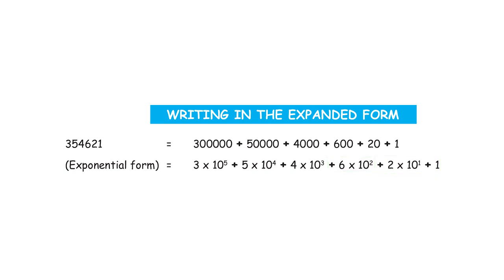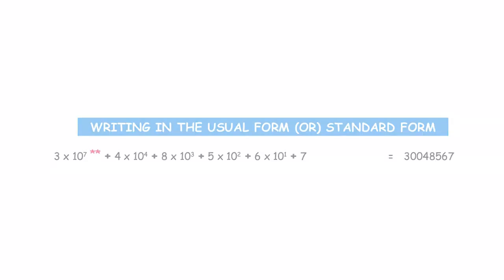That is how you can write a given number like 3,54,621 in its expanded form. Now let's see if you can convert an expanded form into a standard form or a short form. Here is the expanded form. Have a look at it. You see, we have 3 into 10 to the power of 7 plus 4 into 10 to the power of 4 plus 8 into 10 to the power of 3 plus 5 into 10 to the power of 2 plus 6 into 10 to the power of 1 plus 7.